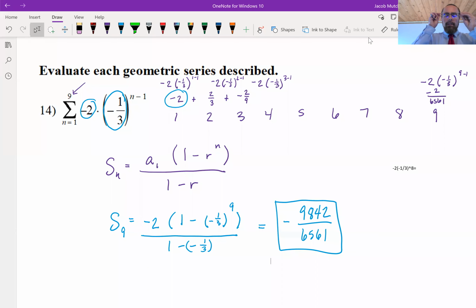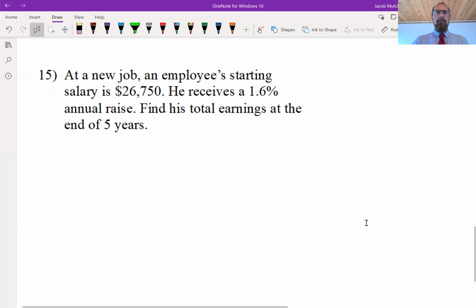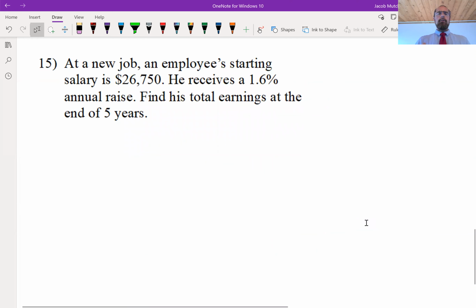So we've looked at 2 examples of these sigma notations, one where it was a positive common ratio, here a negative fractional common ratio. Let's take a look at a final example that involves a word problem. So here we've got this situation at a new job. An employee's starting salary is $26,750. He receives a 1.6% annual raise. We want to find his total earnings at the end of 5 years.